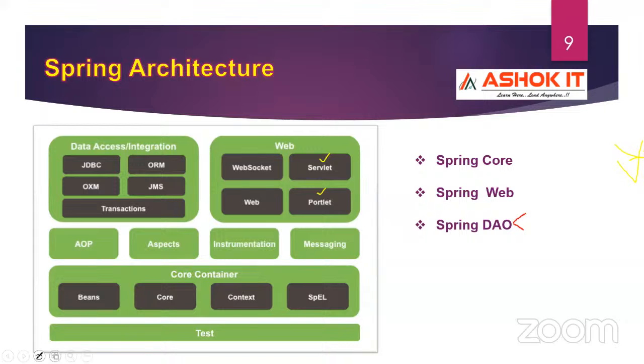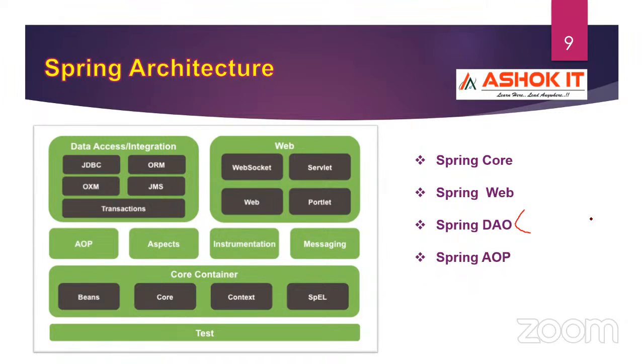Spring also came up with a separate module to work with these ORMs, and that is called Spring ORM. So these are the two modules in the Spring DAO, that is Spring JDBC and Spring ORM, guys. That's all. So the next one is Spring AOP, guys.